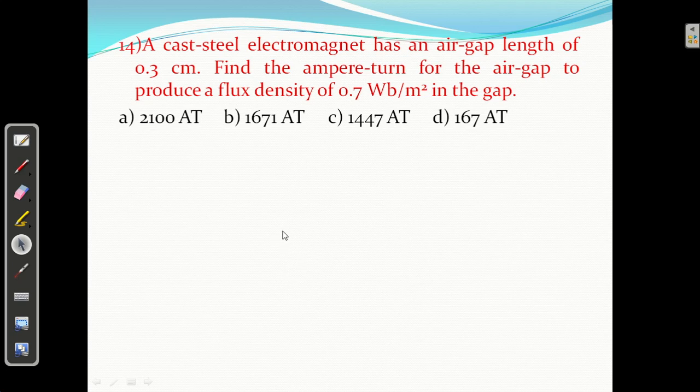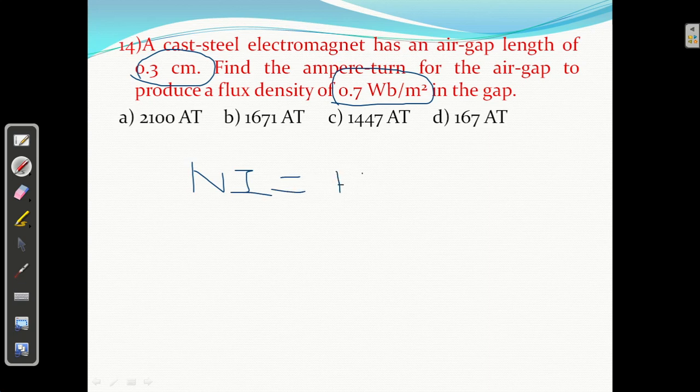The cast steel electromagnet has an air gap length of 0.3 centimeter. Find the ampere turns for the air gap to produce a flux density of 0.7 Tesla in the air gap. Okay, so ampere turns, so Ni equal to what? Ni equal to HL. HL equal to what? B upon mu 0 into Lg.